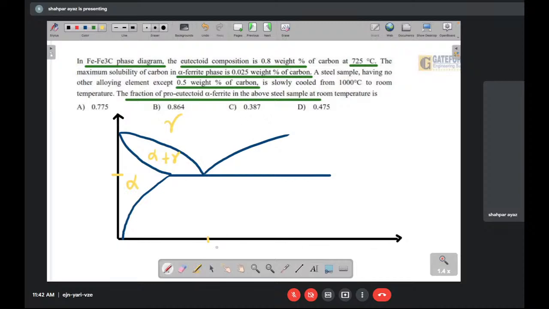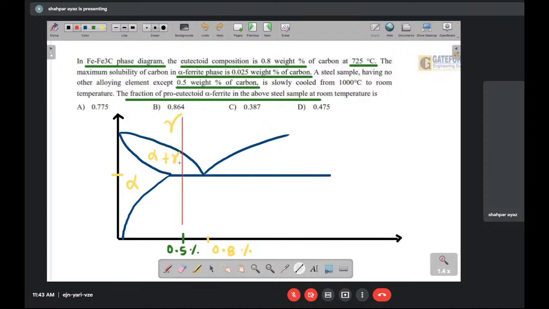0.8% weight. But in this problem, what is given to us? We are given 0.5% weight. So 0.5 will be less than this. Suppose 0.5% will be here. If you draw a vertical line from here to apply the lever rule, alpha pro will be here in this phase. This is the alpha pro, and in the bottom there is alpha total. Alpha pro lies here in this box.